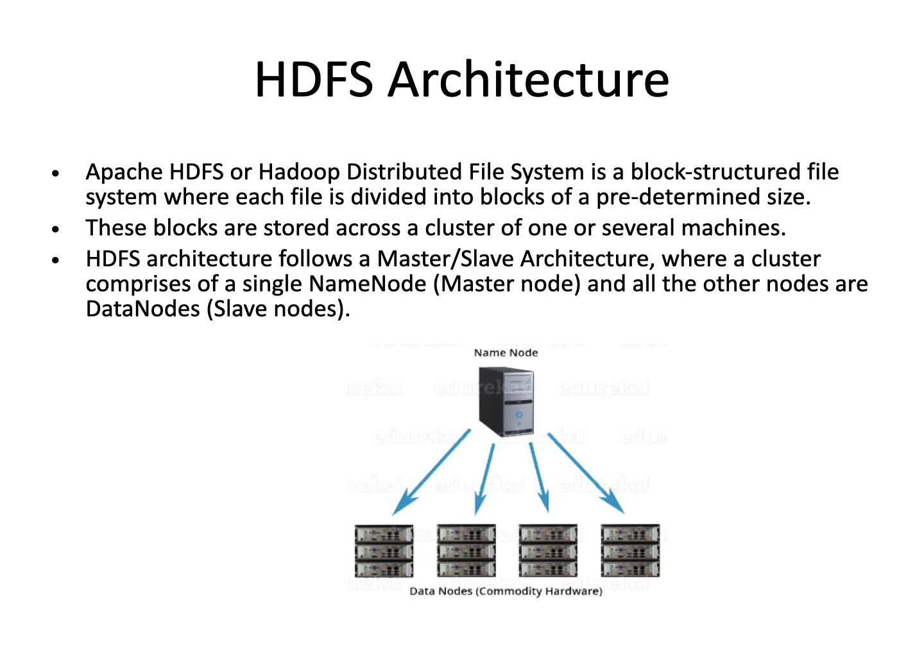This HDFS architecture is a block structured file system, where each file is divided into blocks of a predetermined size, and these blocks are stored across a cluster of one or several machines. And this architecture follows the master and slave architecture, where the cluster comprises a single name node or the master node, and all other nodes are the data nodes or the slave nodes.